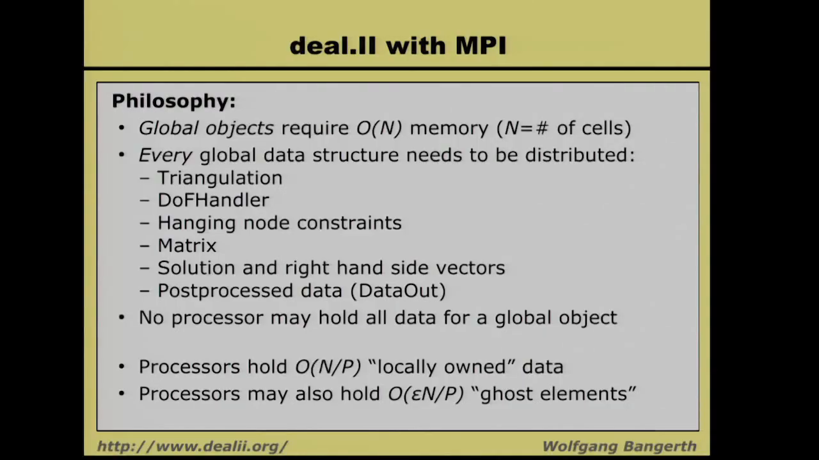So in mathematical terms, I would say that I store O(n/p) locally owned data and O(epsilon n/p) ghost elements. Ghost elements are the ones that, for example, would be the rim around the domain.